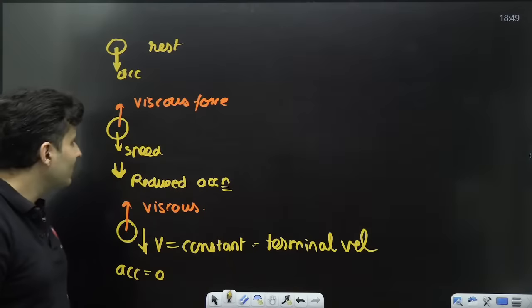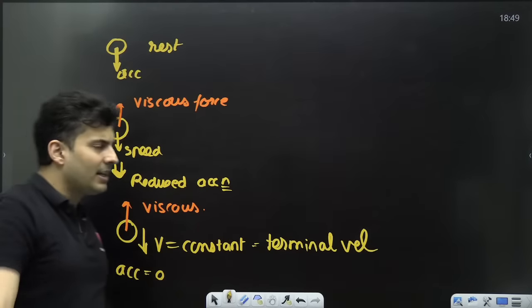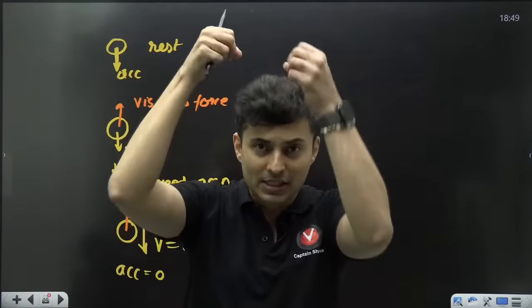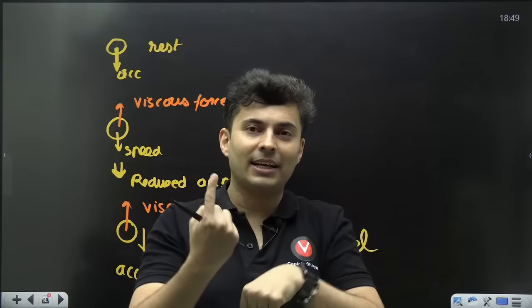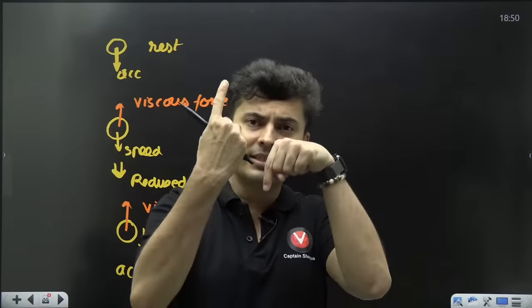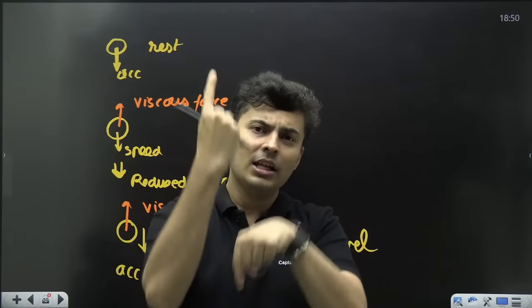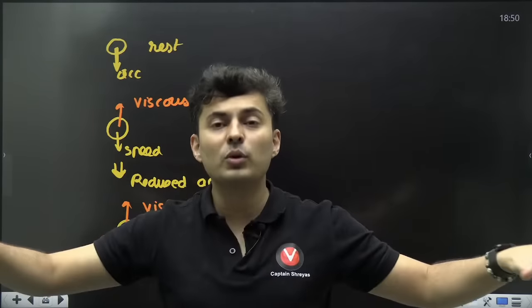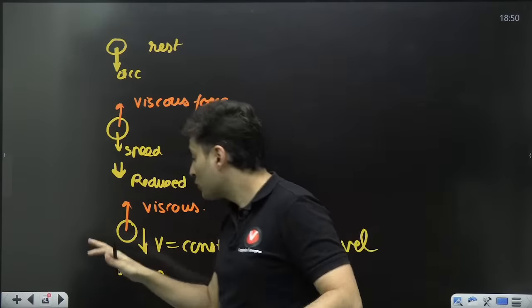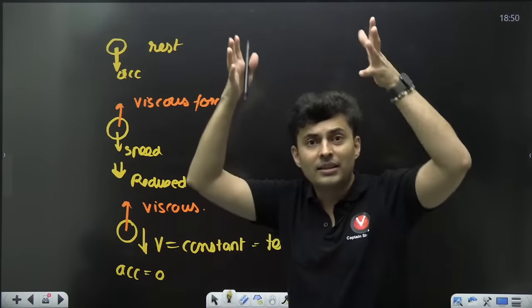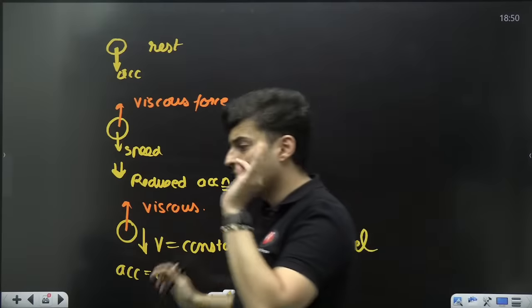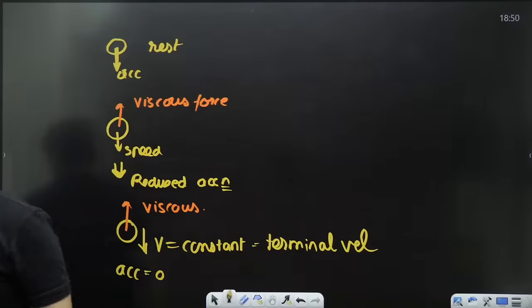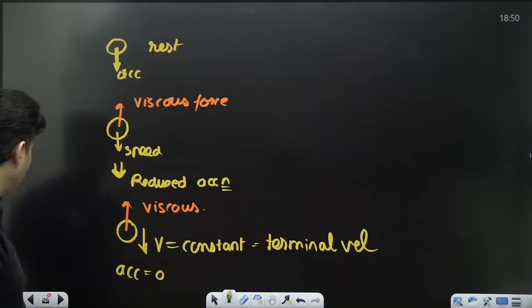Earlier it starts accelerating because of gravity. Gravity pulls it down. As soon as it starts going down, viscous force starts acting and the speed increases. Viscous force also increases till they all balance each other and there is no net force. So there is no net acceleration, and that's why it comes down at constant speed eventually. That is called terminal velocity.